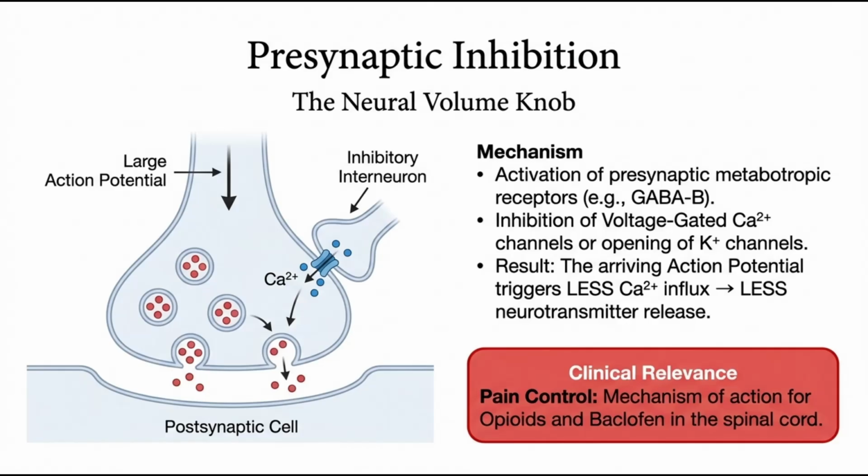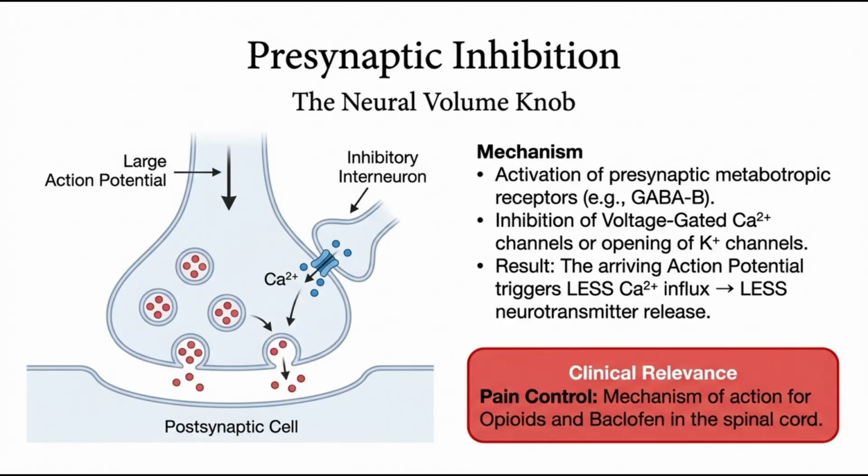Exactly. It's like cutting the phone line before the call is even made. Let's say neuron A wants to excite neuron B, but a third neuron, neuron C, synapses directly onto neuron A's terminal. Neuron C releases an inhibitory transmitter, like GABA. Okay, so GABA is released onto the presynaptic terminal.